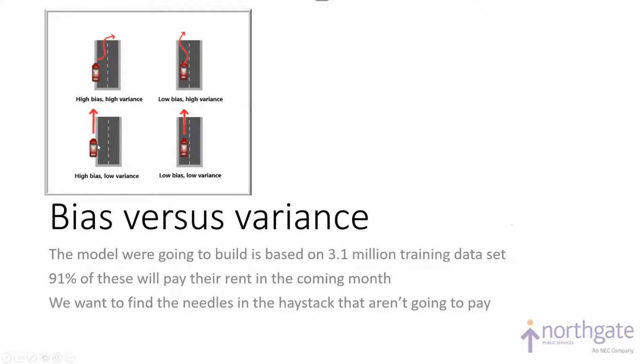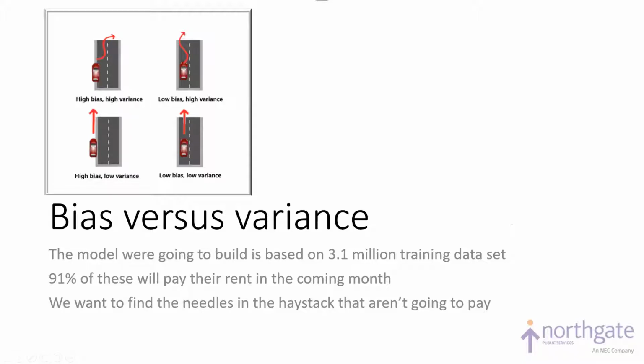But if we've got a high bias where most people will pay their rent, the car's going to go straight, but it's going to go down the sidewalk. Now, I'll explain variance in a moment when we get to the model. So we need to do something about that bias in our data. And that's what turning the balance parameter on does.